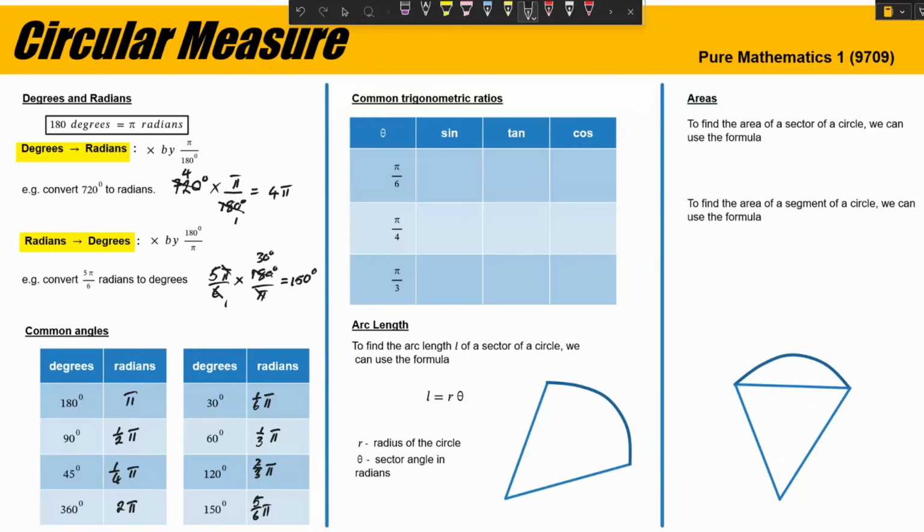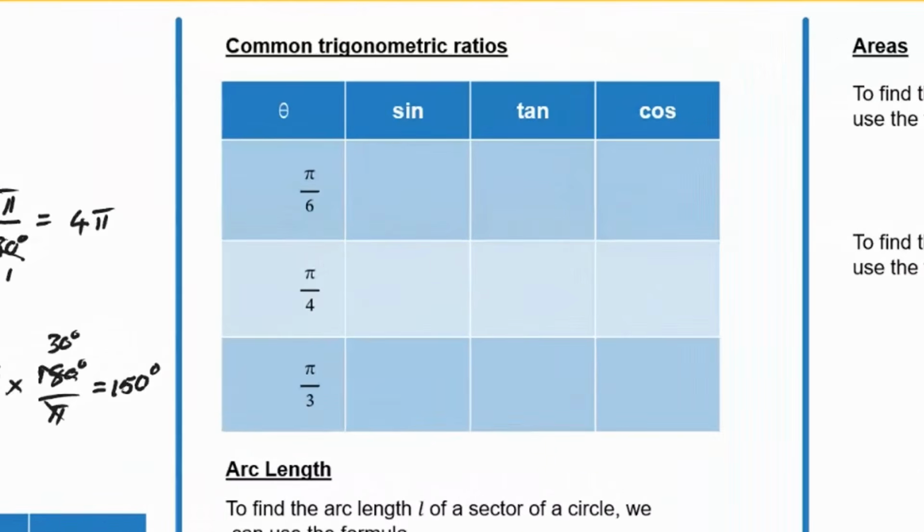Next we are going on to some common trig ratios which you also need to know off the top of your head. You don't have to go to the calculator for everything. There are some things you should know off the top of your head if you're going to maximize your time in the exam. There are 3 basic angles whose trig ratio values you should just know. Now we have pi over 6 here, which is 30 degrees.